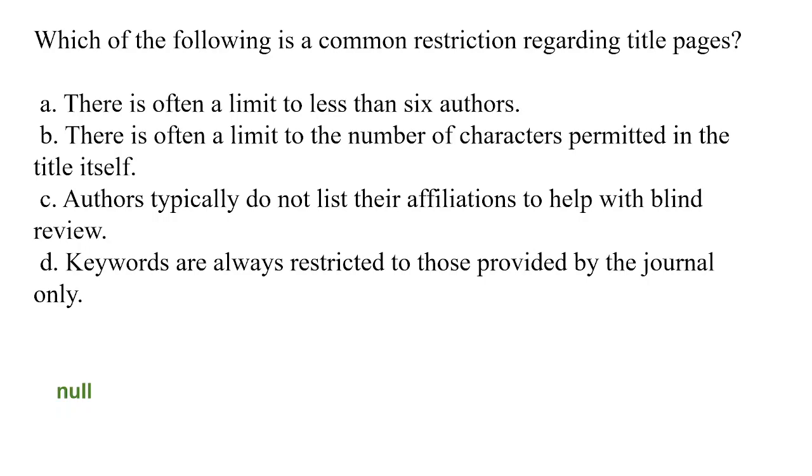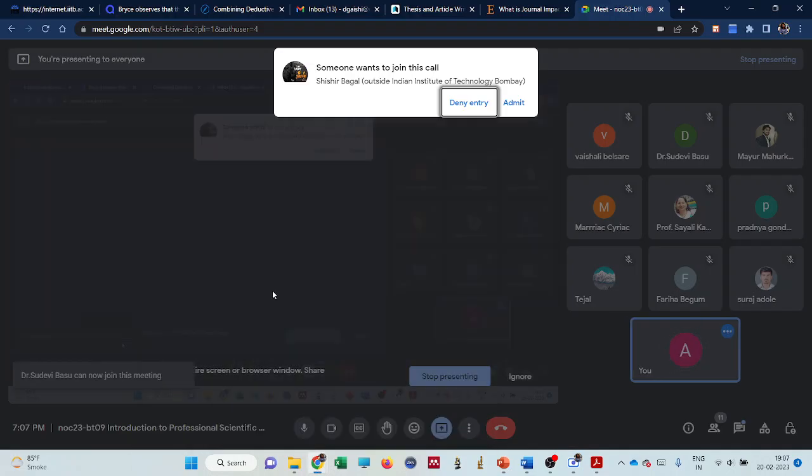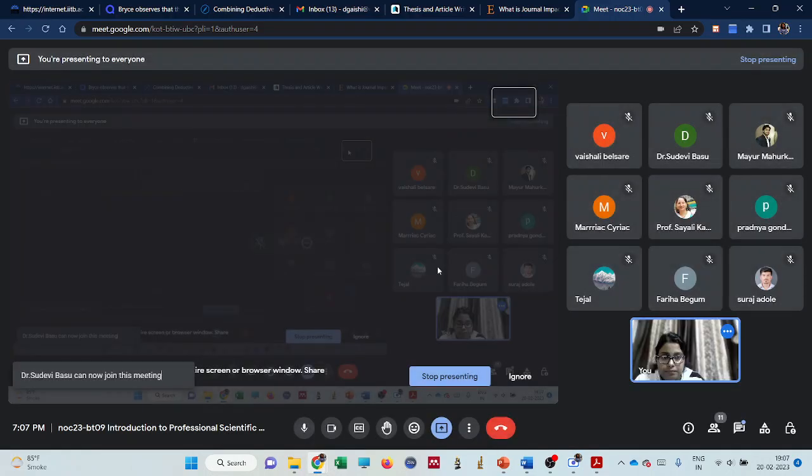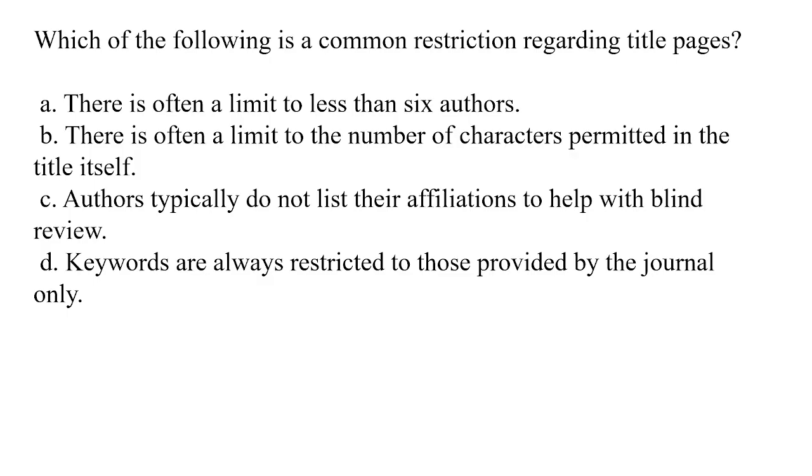So all these four options, I think, are not correct. All these four options are wrong. None of these are very common restrictions regarding title pages of any article. So does anybody have a different viewpoint? Have you ever come across any journal, or heard of any general journal, having these kinds of restrictions?